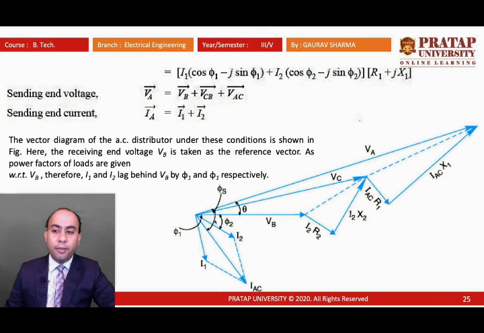Now the vector diagram of the AC distributor is drawn as shown in this figure. Here we take VB as the reference, as the power factors of the loads are given with respect to VB, and I1 and I2 are lagging behind by phi 1 and phi 2.